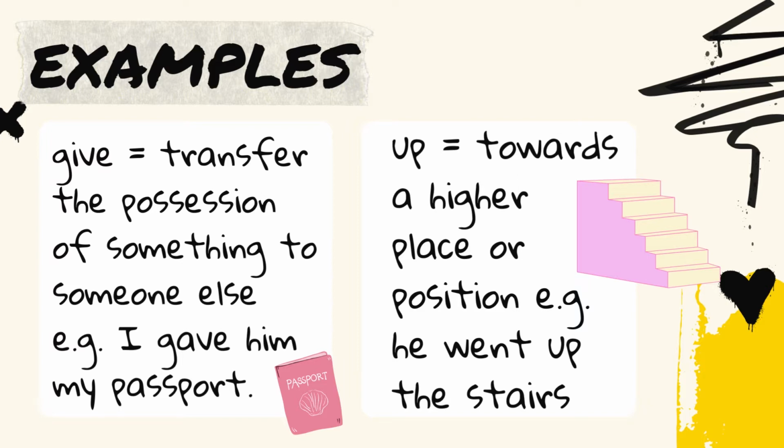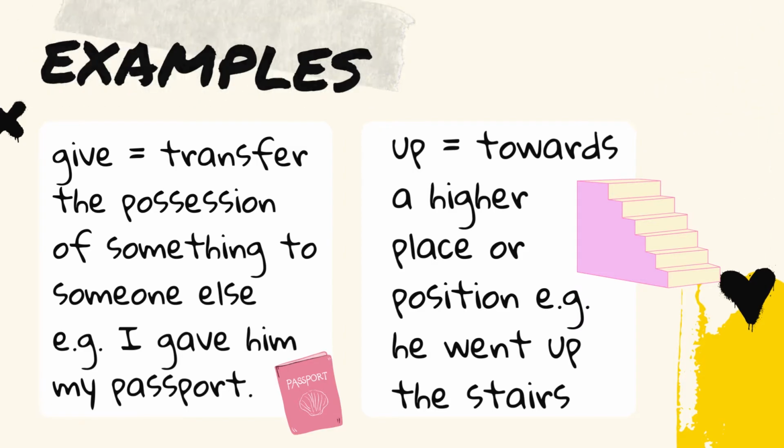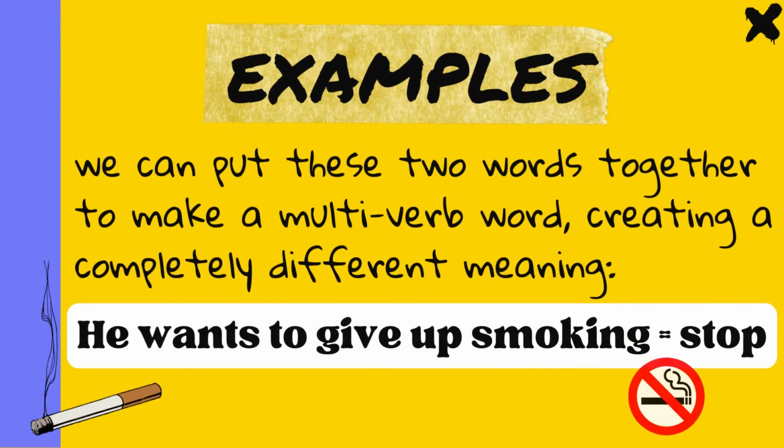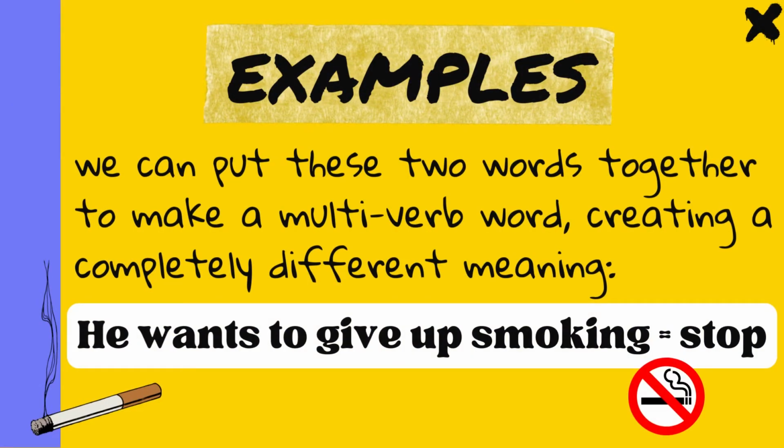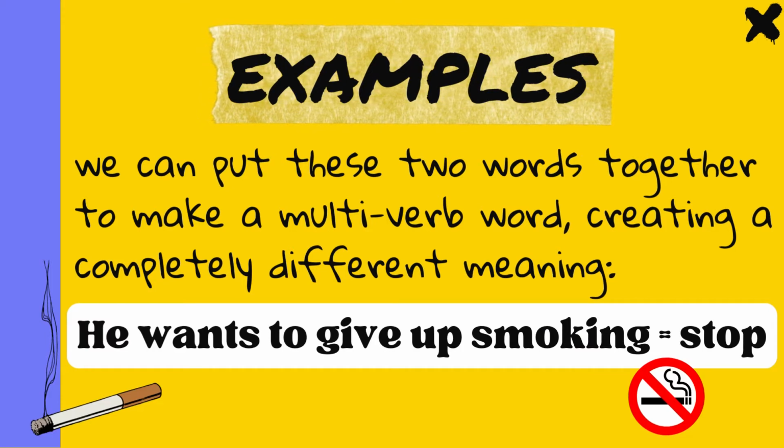Example: I gave him my passport. Up: towards a higher place or position. Example: he went up the stairs. However, we can put these two words together to make a multiword verb, creating a completely different meaning. He wants to give up smoking.